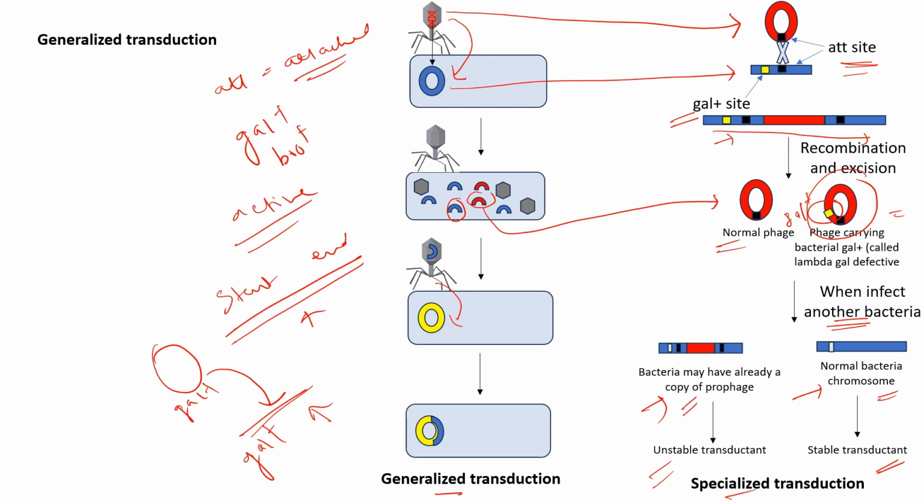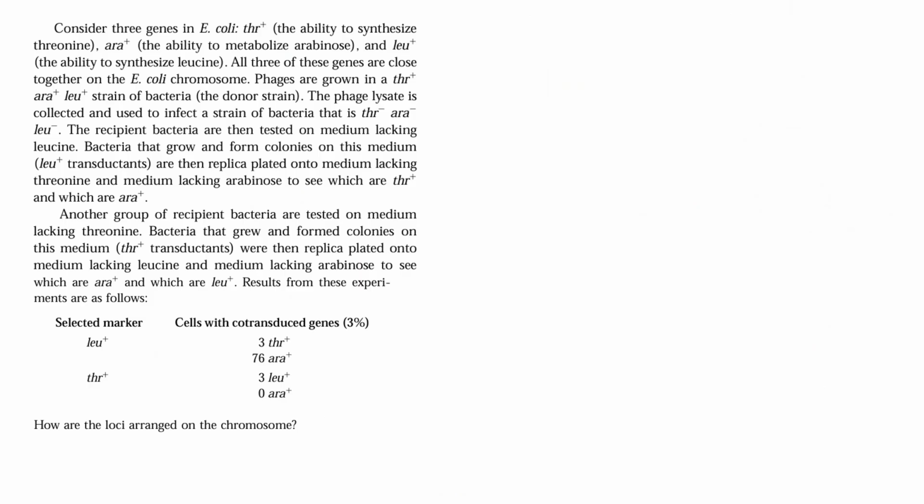This is known as specialized transduction because recombination is taking place at a particular position, due to which a particular gene, that is gal plus, is getting transferred from one bacterial cell to another bacterial cell. So hence this is called specialized transduction. Now let's solve one question to understand how we can use this process to map the genes. No need to read the complete question because we need only this data to map the genes.